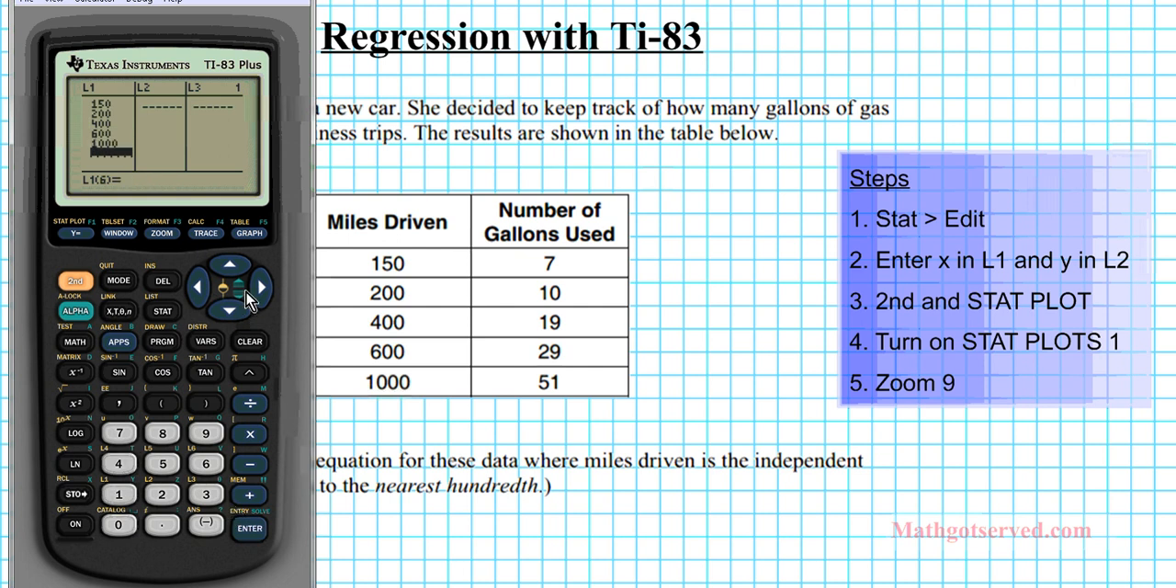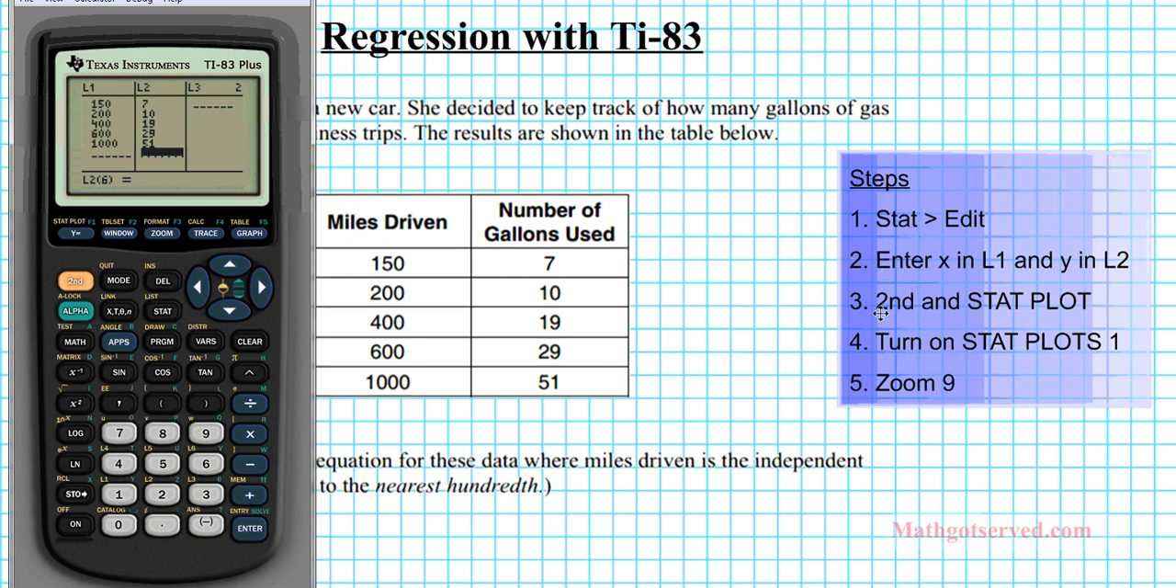And then list 2 is going to be number of gallons used, or your dependent variable. 7, enter, 9, 10, 19, 29, and 51. Okay, enter. You can go over your entries again to make sure that they are correct. All right, looks good. Now we're done with step 2.